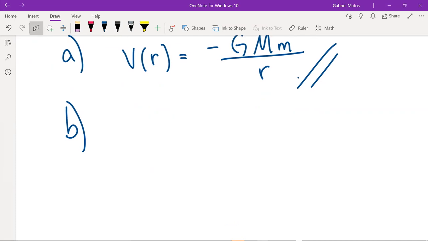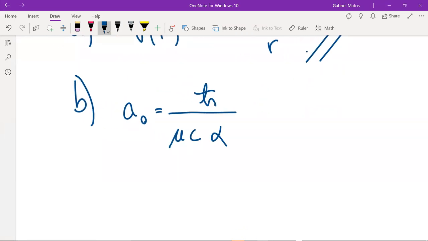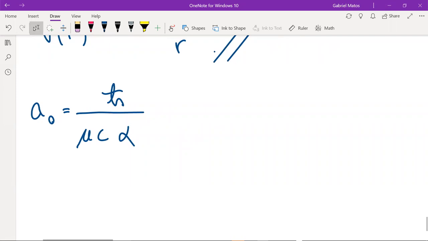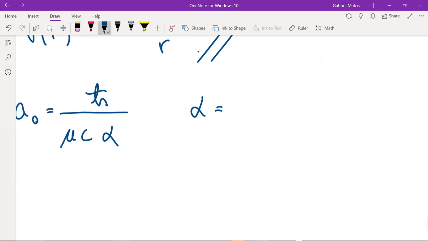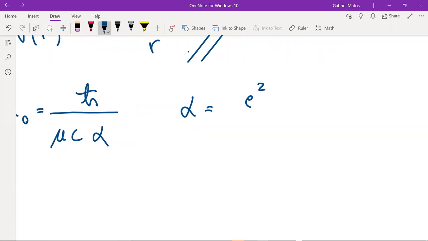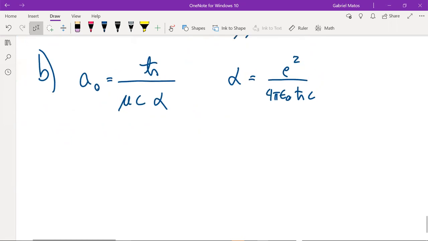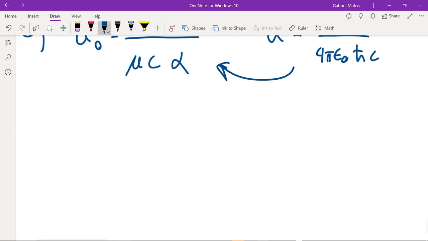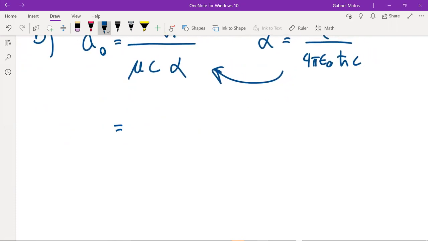Okay. So B, to calculate B, first you just know that the Bohr radius is given by this expression, which is h bar squared over mu, the reduced mass, times c alpha. Alpha is the fine structure constant, which, depending on the units that you're using, in our case is going to be given by something like this, I think. If you plug this in here, you can get a clearer expression for what you're trying to do.